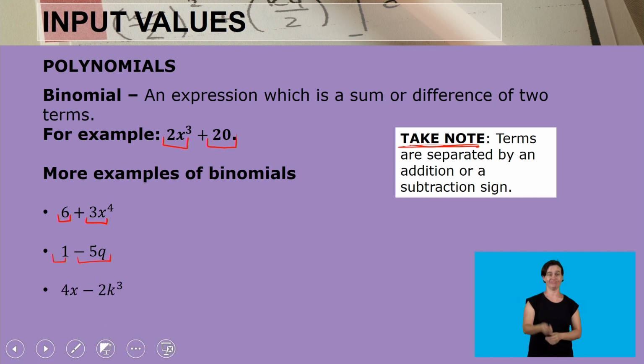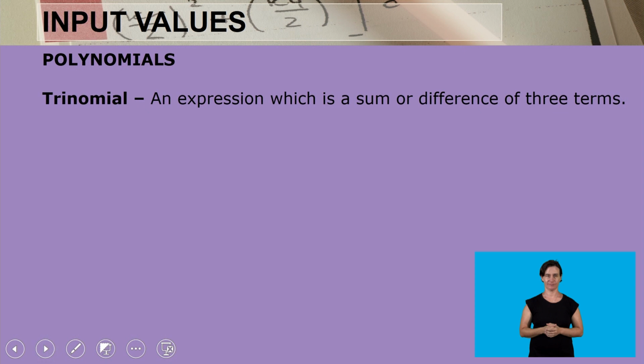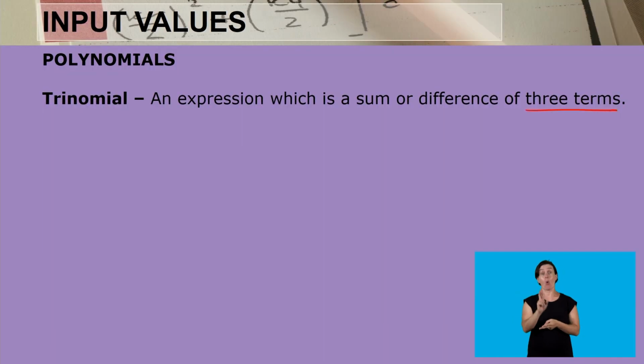We have 4x minus 2k cubed. We have those 2 terms there. And we have a squared plus 6a, and those of course are 2 terms there. What about a trinomial? A trinomial is an expression which is a sum or difference of 3 terms. So we've already looked at one term, which is a monomial, and 2 terms, which is a binomial. Let's look at what a trinomial would look like, which will have 3 terms.